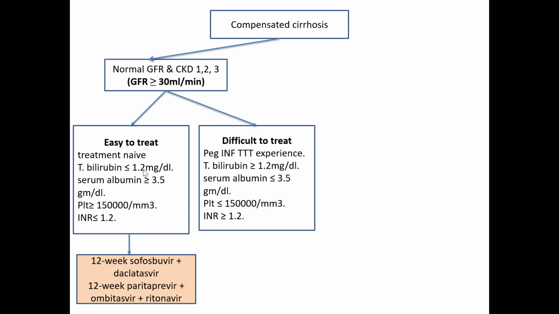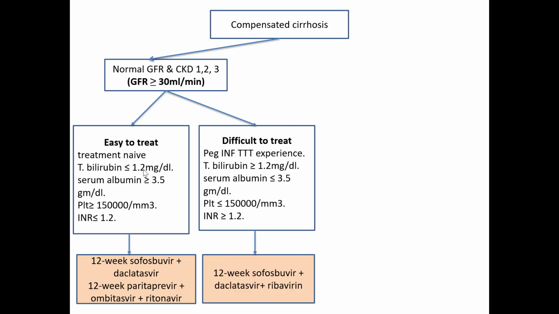The patient is considered a difficult-to-treat patient if he experienced interferon therapy before, or total bilirubin above 1.2 mg per deciliter, serum albumin less than 3.5 gram per deciliter, platelet count less than 150,000 per cubic millimeter, or INR above 1.2. In such a case, he can receive a 12-week regimen of sofosbuvir, daclatasvir plus ribavirin.